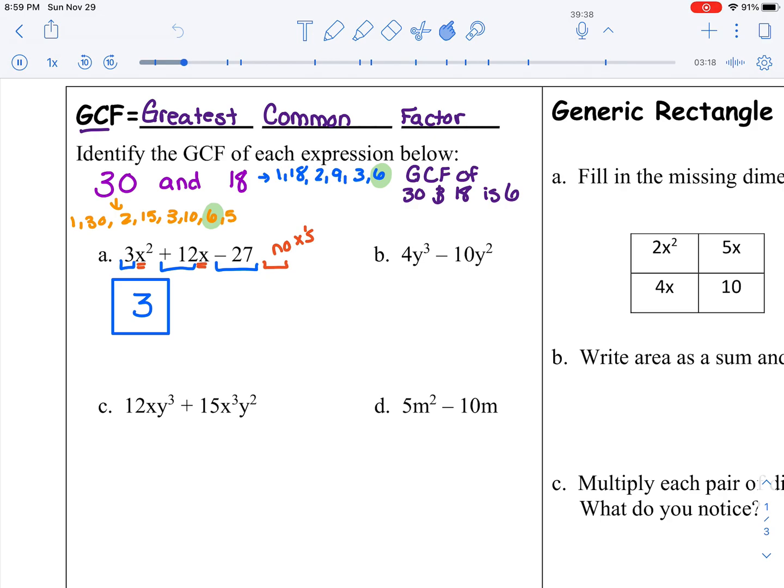Now for part B, I'm slightly different. I have the expression 4y cubed minus 10y squared. And I start the same way. I look at my numbers 4 and negative 10. The largest factor that they both have in common is 2.